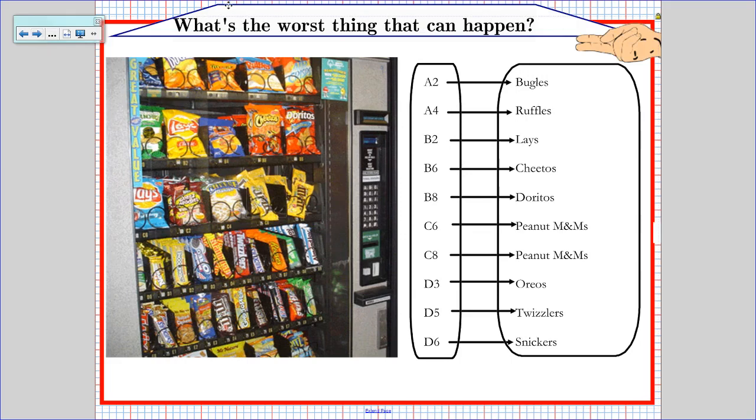Okay, so when you are ordering something from a vending machine, you're going to insert your money and then you're going to type in some sort of code, say C6. Now, the worst thing that can happen is when you type in your code for the wrong candy to come out. So if you type in C6 and you get Fig Newtons, you're going to be pretty upset. We would say that this vending machine wasn't functioning very well.